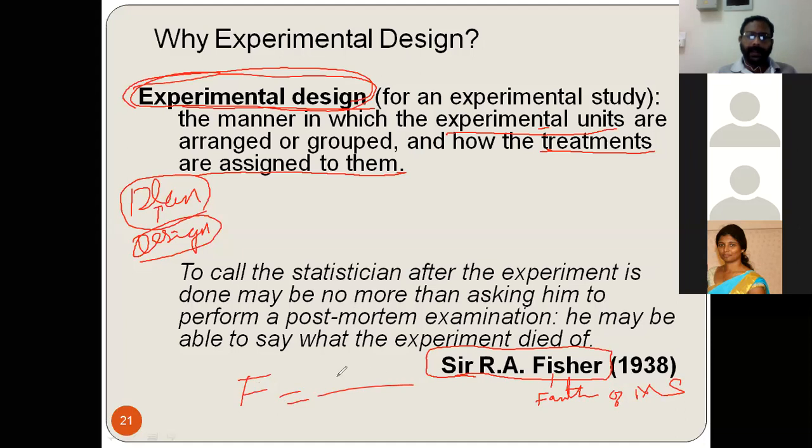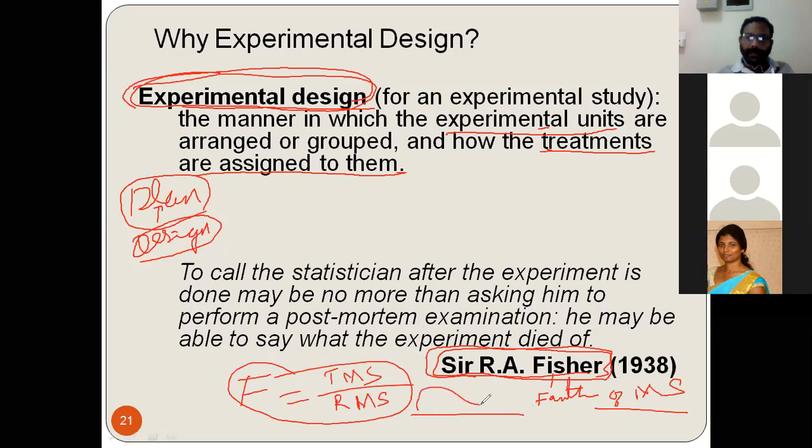All this treatment mean square divided by residual mean square. Residual or unexplained variability, which we have already talked about. So it's the F-test. He's the one who found that, the father of modern statistics. He's the one who found this F distribution also.